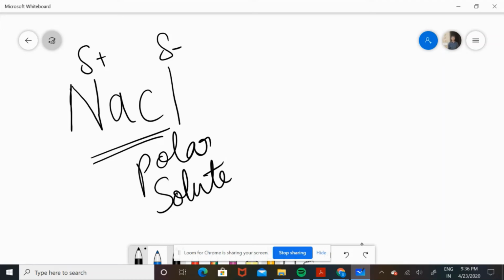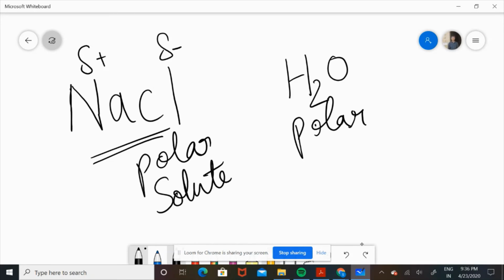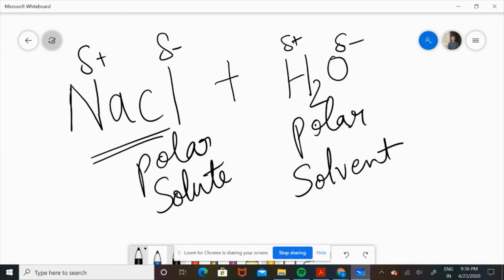A very famous solvent is H2O. This is also a polar solvent. It is also very famously known that here it will be partial delta negative and this will be partial delta positive. So this will be attracted by this. These two will make a very good solution. So the nature of solvent and solute decides whether they will get dissolved. Here it is proof that NaCl will get dissolved in water.